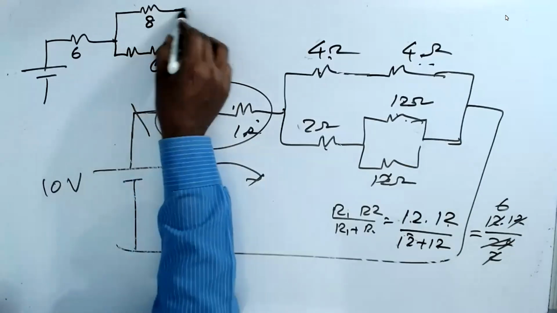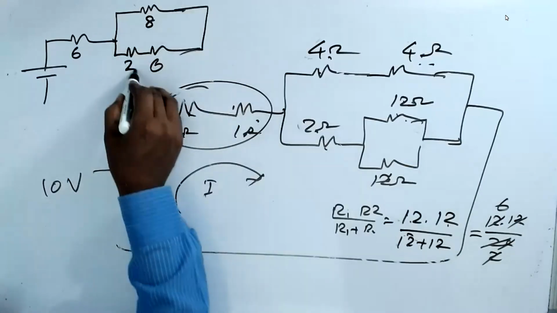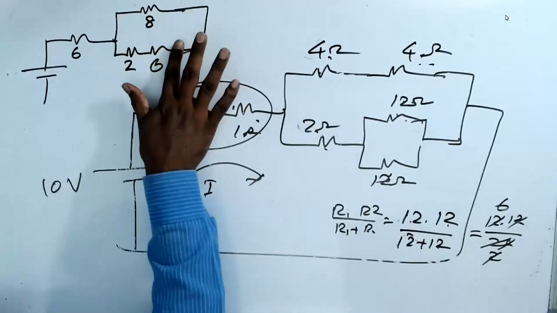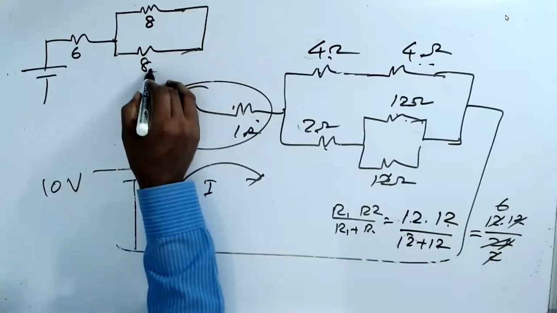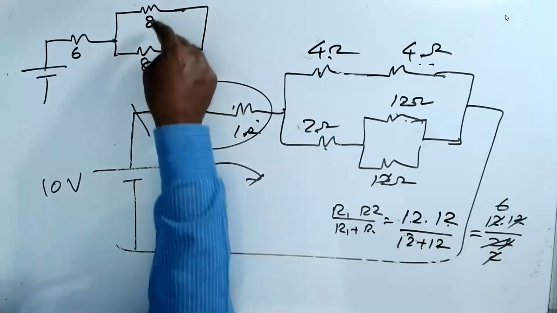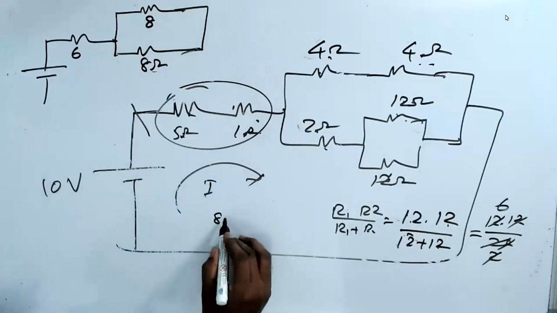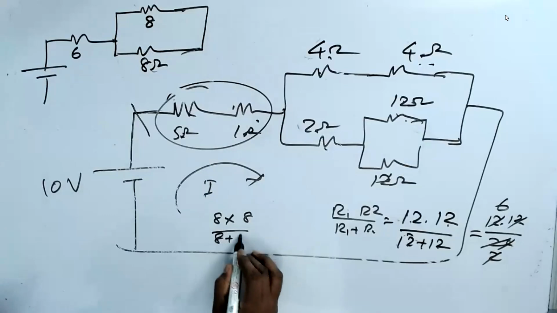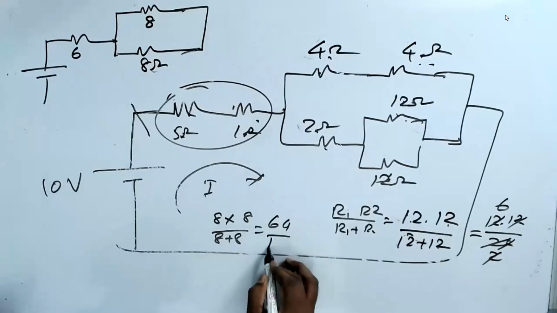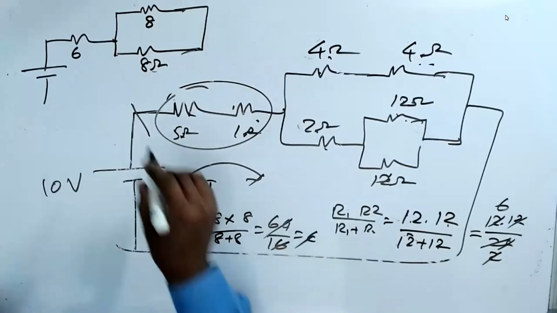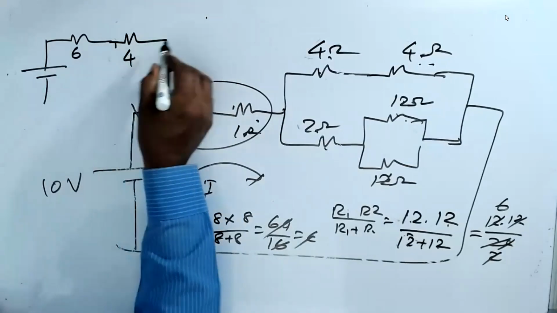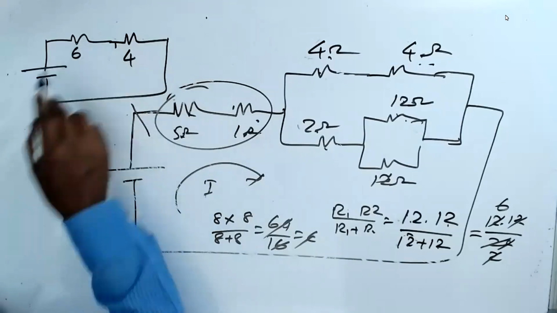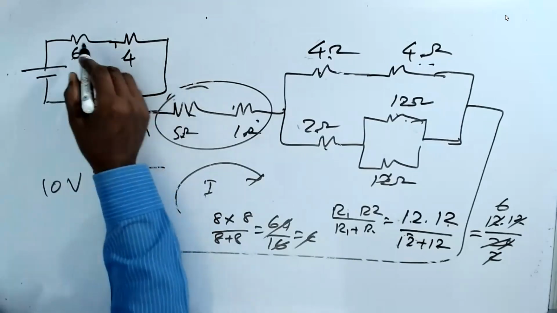This is 6 and this is 2. If you make together these two now, it becomes 8. And 8 and 8 are in parallel. So 8 into 8 divided by 8 plus 8, 64 by 16 is equal to 4. So this becomes 4. These two are in series. 6 plus 4 is 10.